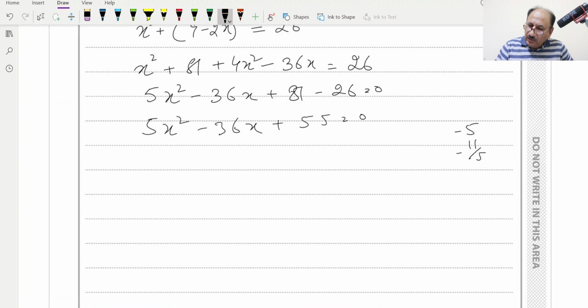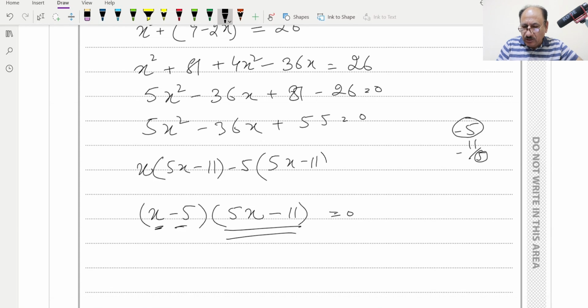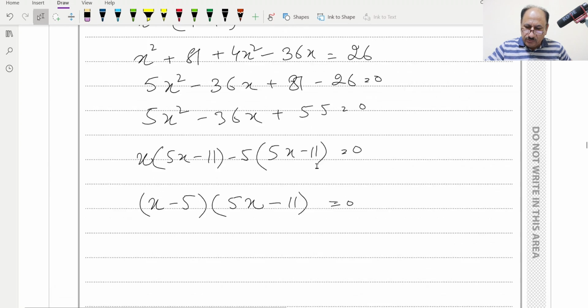We will change sign, and we will use first this value. So I'll put a gap, and I'll write x minus 5, and for the second value this denominator I will put with x. So 5x minus 11 is equal to 0, and for working we will write this x over here, and this whole in bracket 5x minus 11, and then minus 5, and this whole thing 5x minus 11 is equal to 0. So now we have provided working also, and we have utilized the calculator also, and it's very easy to solve.